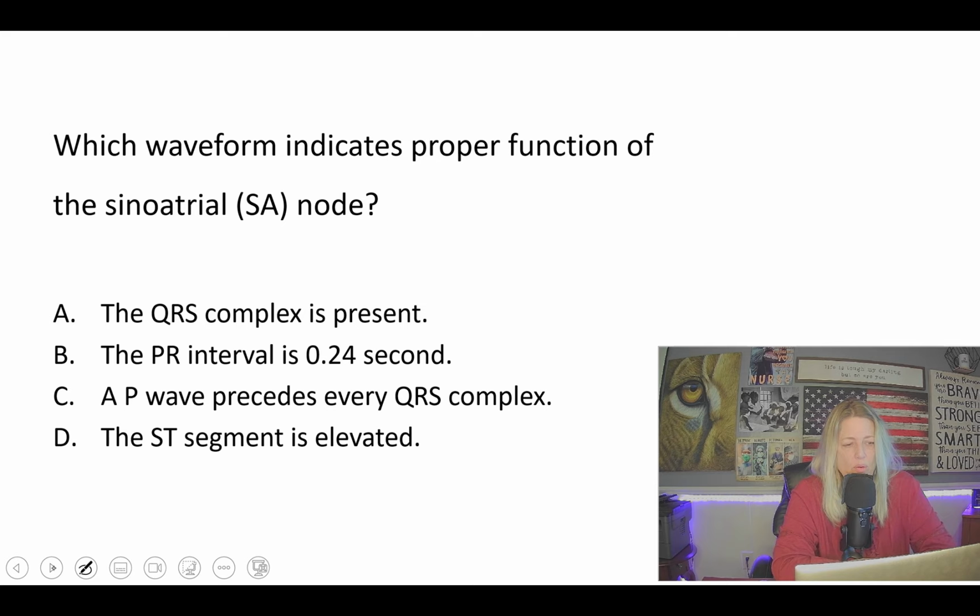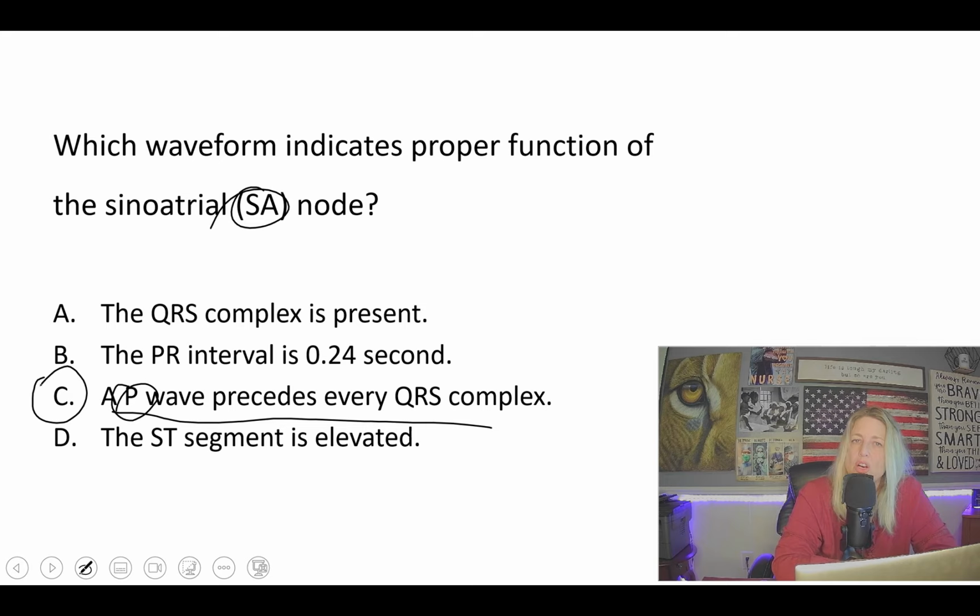A P wave precedes every QRS. Well, I'm looking for something that says P wave, because SA node is P wave. So if it doesn't say P wave, I'm not picking the answer, but that's the one that says P wave. So yeah, precedes the QRS. That tells me it's working. The ST segment is elevated. Well, the ST segment has nothing to do with the SA node. So the only one I can pick is C. Don't make this harder than it should be.